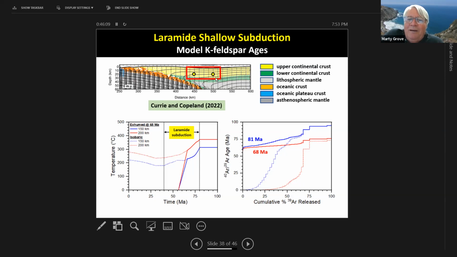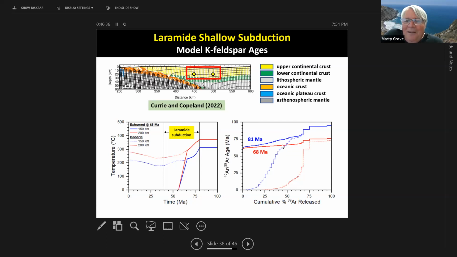And shown in red are results for the eastern part of the Sierra Nevada batholith. And so if we calculate an age for these results right in here, for the western batholith, we'd calculate an older age, 81 million years. And for this result right in here, we'd calculate 68 million years if we denude the rocks during the Pliocene.